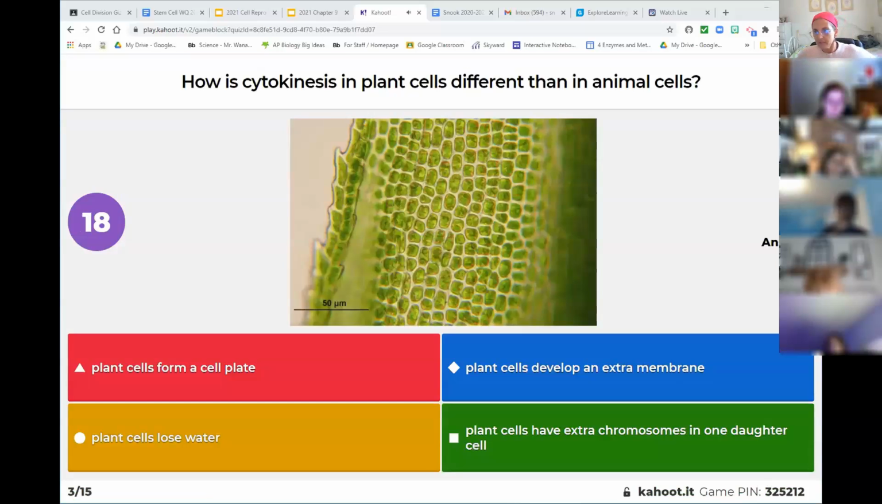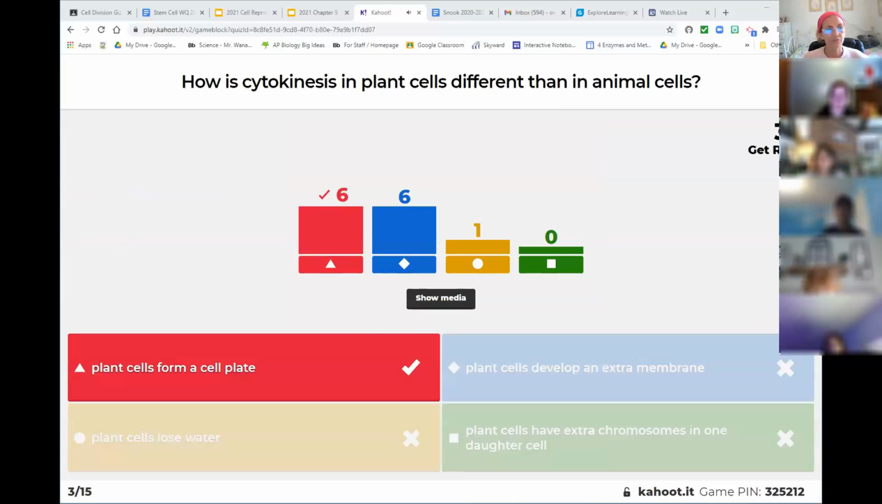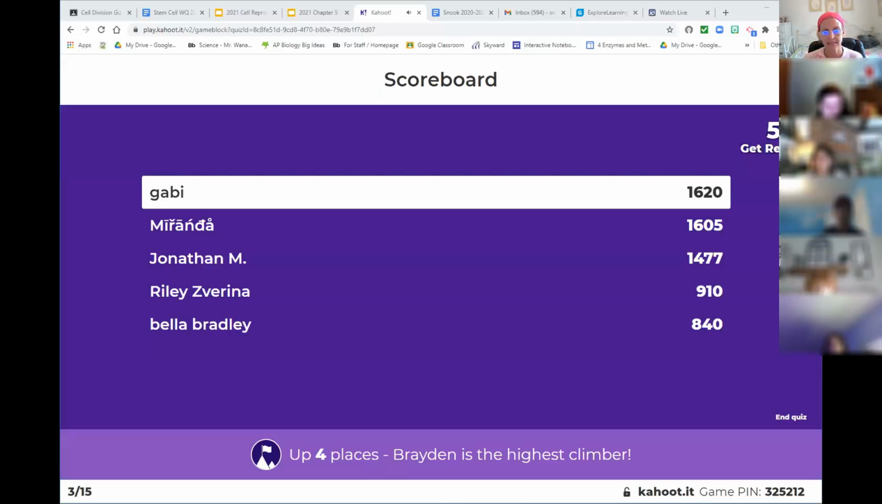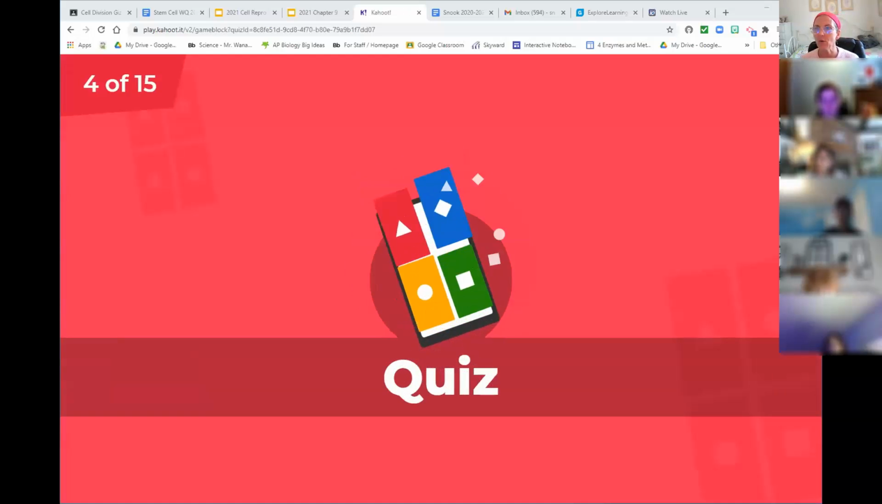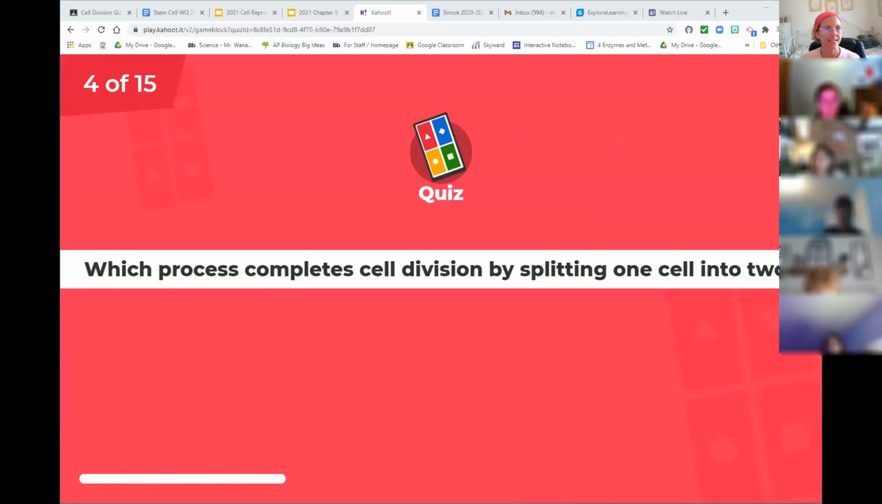So we identified some differences in cytokinesis between animal and plant cells. Animal cells just pinch in. What do plant cells have to do? Plant cells have to form a cell wall, right? Which comes from the cell plate. Kind of like an extra membrane. I can see where you got that. Jonathan takes the lead. Miranda holds steady in that number 2 slot.